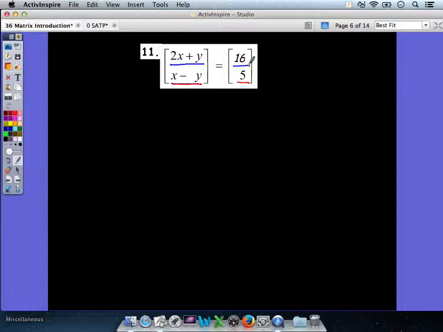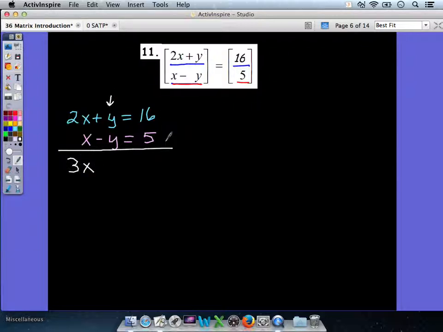Now if they're equal, then the left side equals the right side, so I can set those equal. I have 2x plus y equal to 16, so it creates an equation with two variables. Then in the second one, I have x minus y equal to 5. If you look at it carefully, you can see that we can use the elimination process and eliminate the y's. The y's will eliminate with positive and negative. Add up the x's, that's 3x. Add up your constants, that equals 21. Divide by the coefficient 3, and x equals 7.